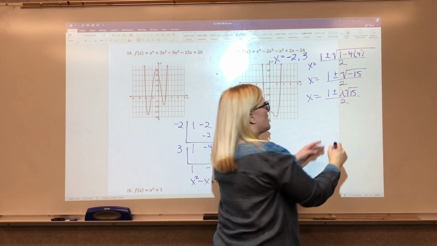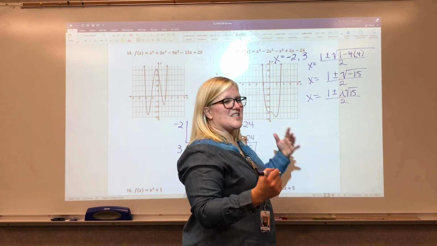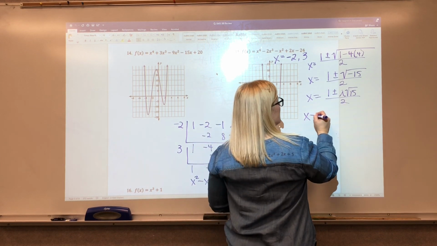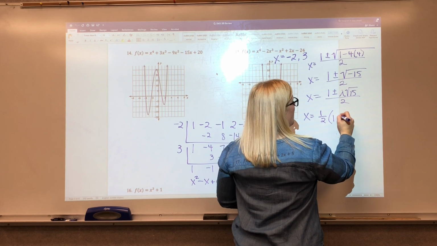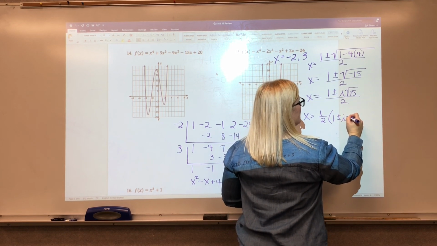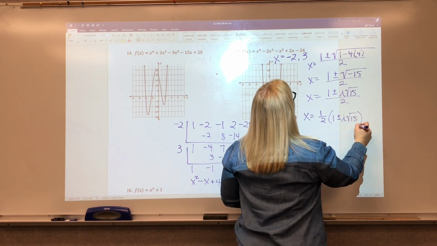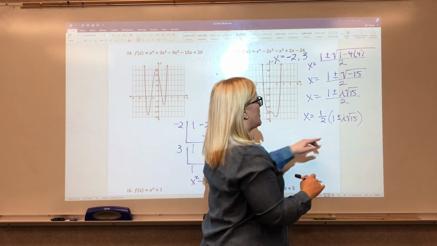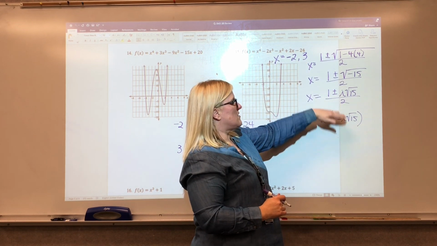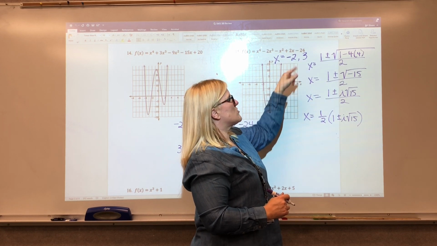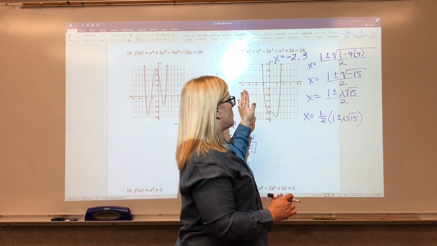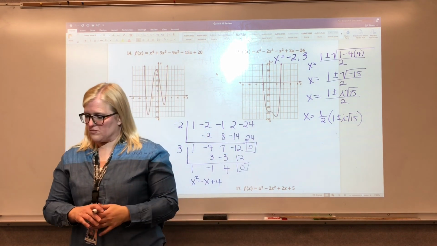So you could write it like this. Sometimes it's easier though to write it like this. If I pull the 2 out in the front, then I have 1/2 times 1 plus or minus I times the square root of 15. And those are my other 2. So here's 2, or I guess either one of these is fine. There's 2 solutions, and there are the other 2 solutions. 2 are real, 2 are imaginary in there somewhere.